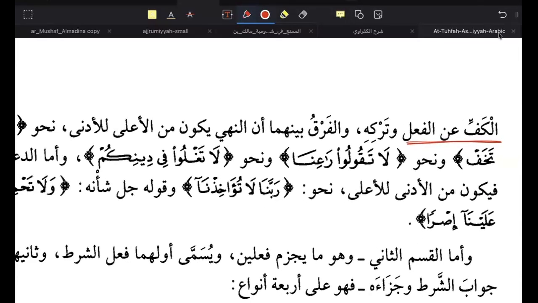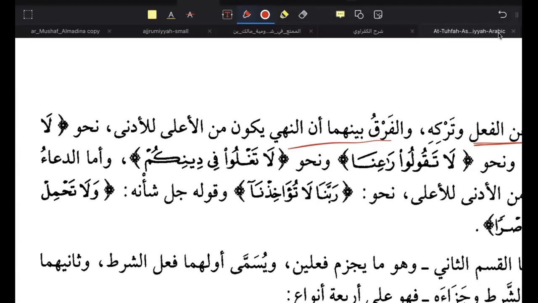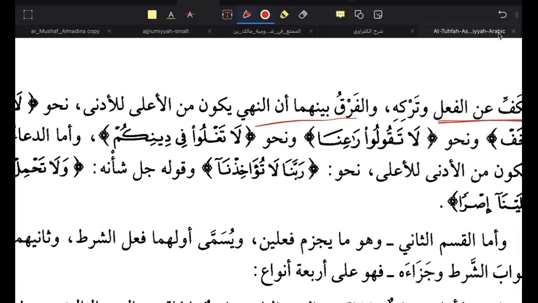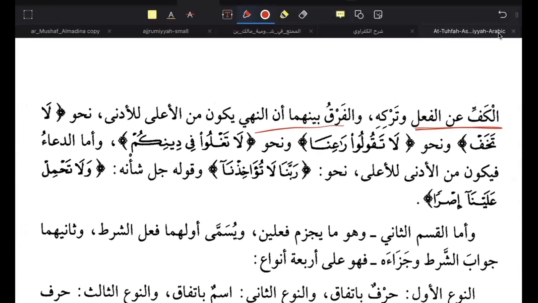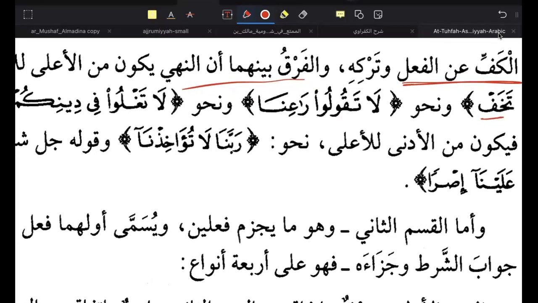And also the farq bainahuma, the difference between them, is the same difference that I mentioned. It is going up and down. Okay, so I don't think we have to spend so much time here. And for example, Allah said la takhaf, don't be scared. Okay, and here it says la taqulu ra'ina. So here la is the la nahi, and it says taquluna, it should be taquluna, do not say, but we drop the noon because of the state of jazm.